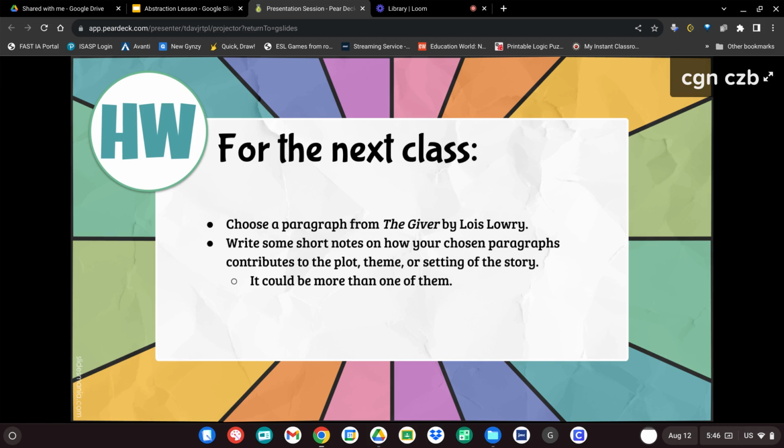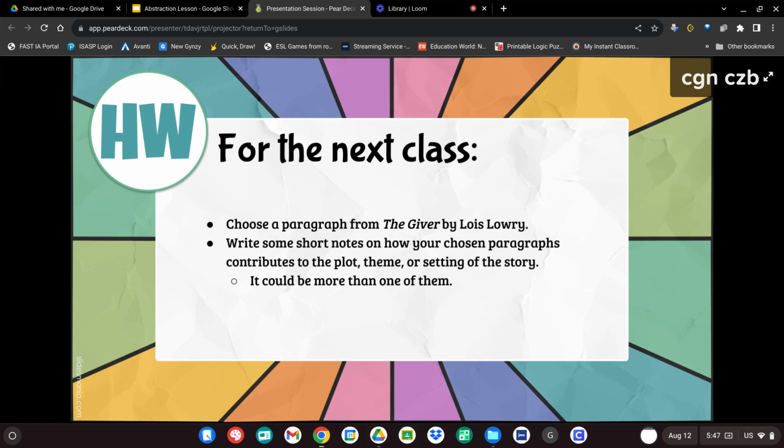Okay, so that's what you need to have for our next class. One paragraph. Remember, it says short notes. That means you don't have to have complete sentences. You're having ideas on how it contributes to that setting, theme, or plot, or more than one of those. Okay, that's all you have to have for next class. Each person should have their own paragraph and their own notes.